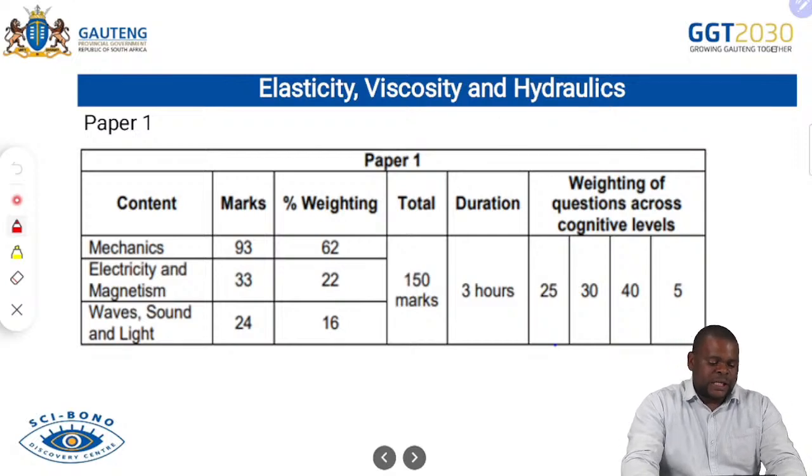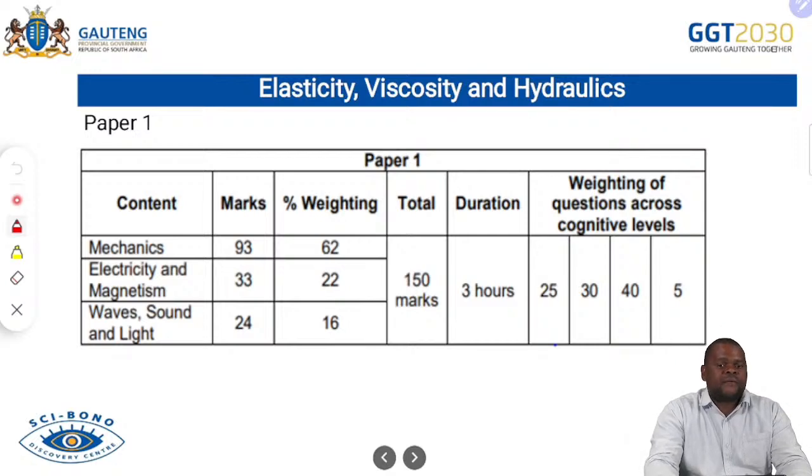We have two sections in the exam, section A and section B. Section A is multiple choice questions: you'll have 10 multiple choice questions, each worth 2 marks, so that means 20 marks. Section B will be structured or long questions. That's where we find the definitions, the stating of the laws, and the calculations. Those questions will take 130 marks. The total of the paper is out of 150 marks, and the duration is 3 hours.